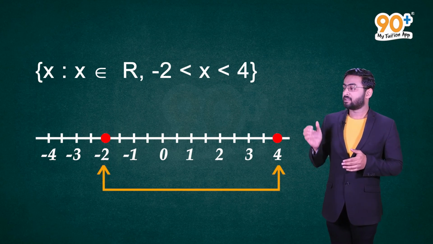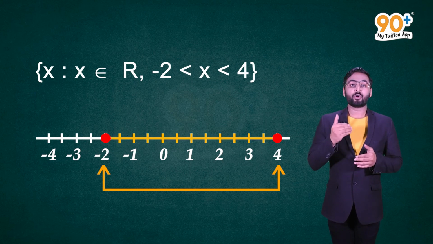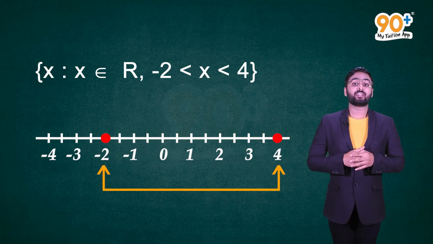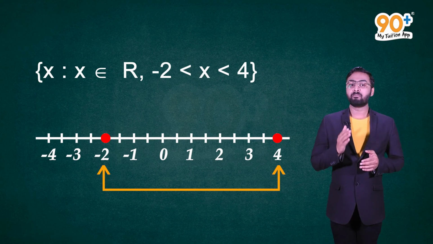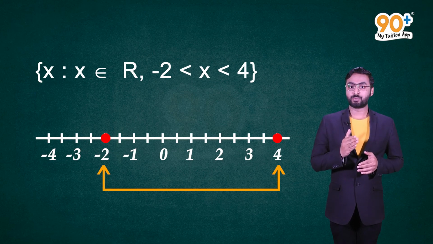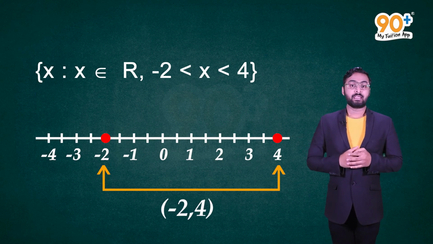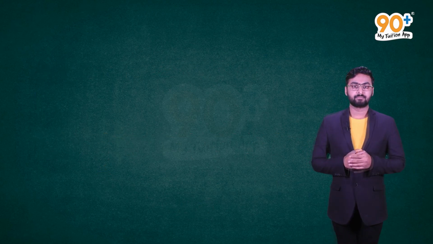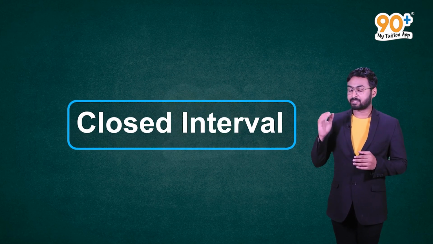Since x is greater than -2 and less than 4, these endpoints are not included, which makes this an open interval. So, in this interval, all real numbers that lie between -2 and 4 are included. The endpoints -2 and 4 are not included, and we can write this interval as (-2, 4) inside open brackets. Now let's take a look at the next type, that is closed interval.